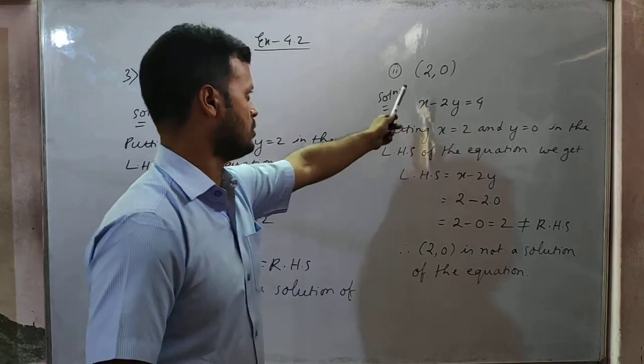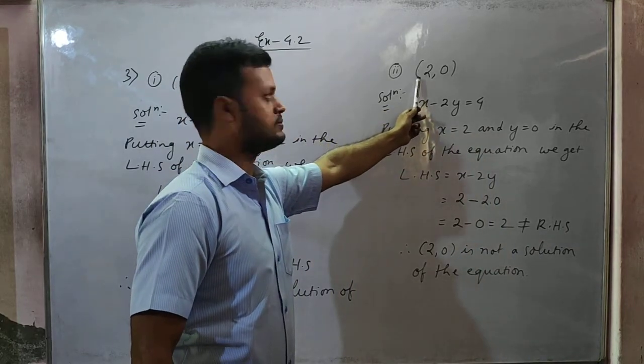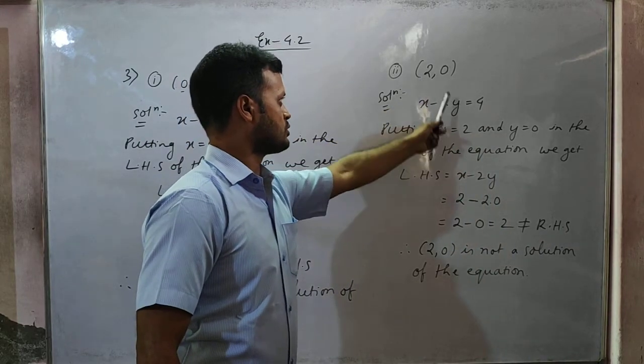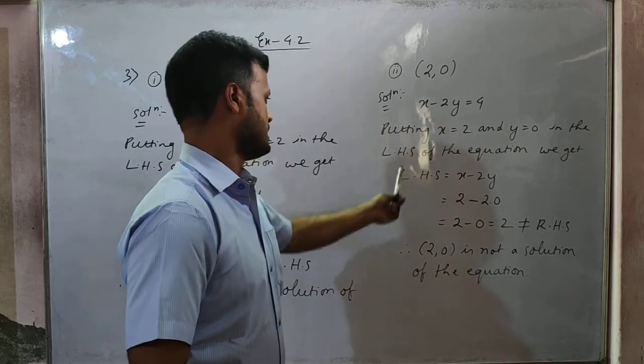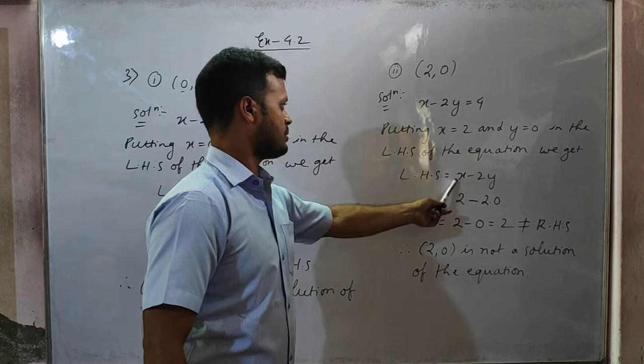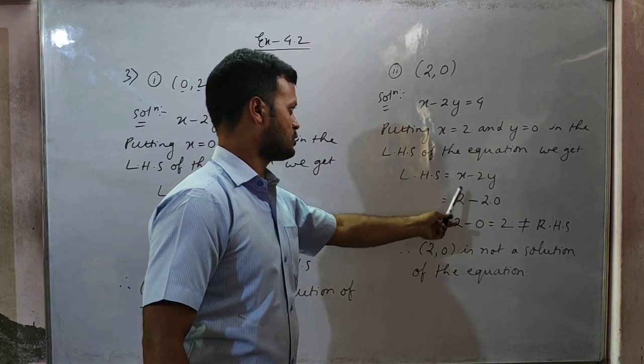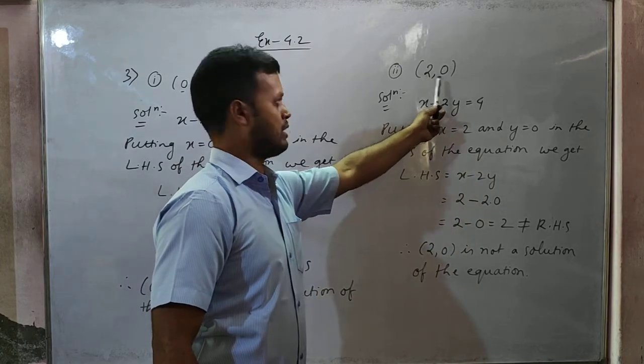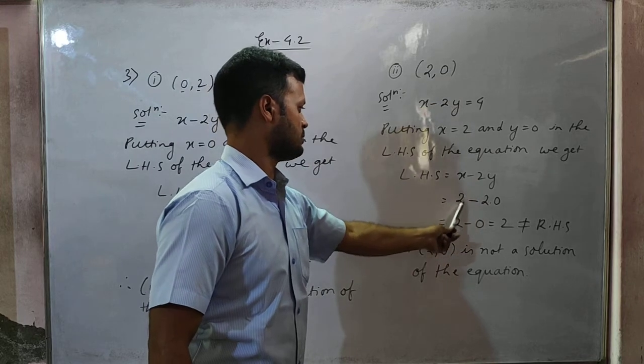Putting x equal to 2 and y equal to 0. In place of x, we will put 2, and in place of y, we will put 0. In the LHS of the equation, we get LHS equals x minus 2y. See, what is the value of x? 2. And what is the value of y? 0. So in place of x, we will put 2.